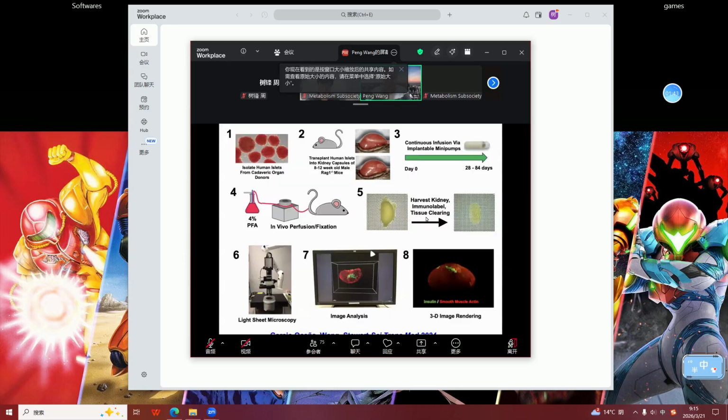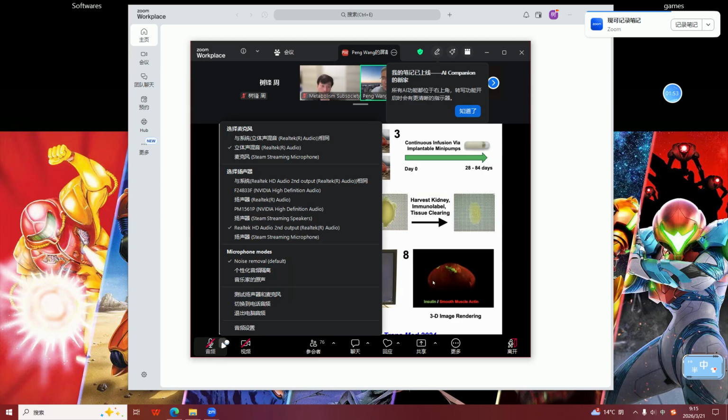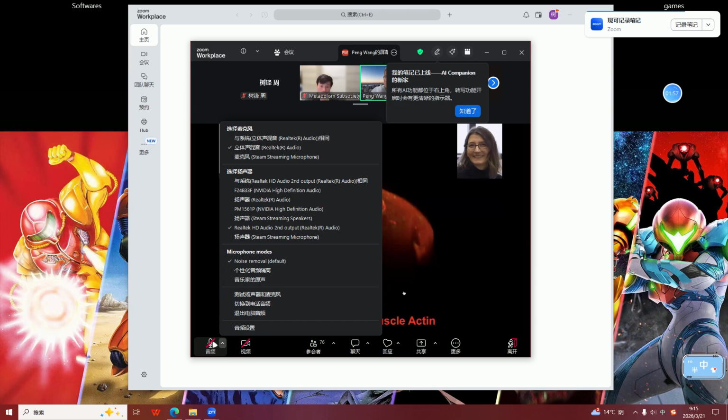staining. You can also do the tissue clearing, use a light sheet microscope, and image the 3D structure of the islet to calculate the islet volume. This method was developed with two important collaborators, so I want to highlight them.